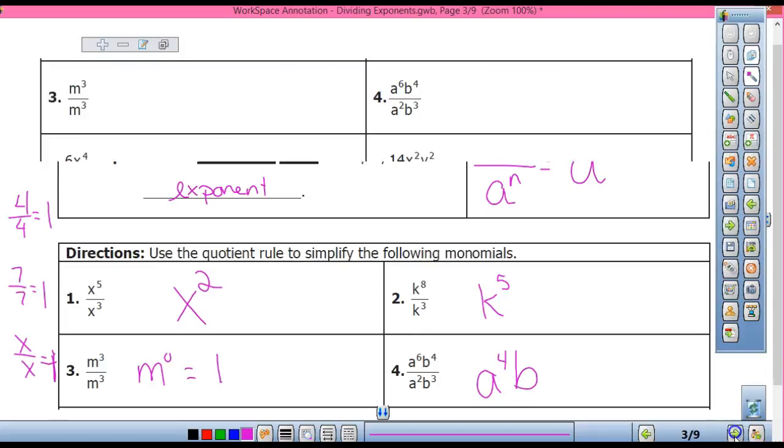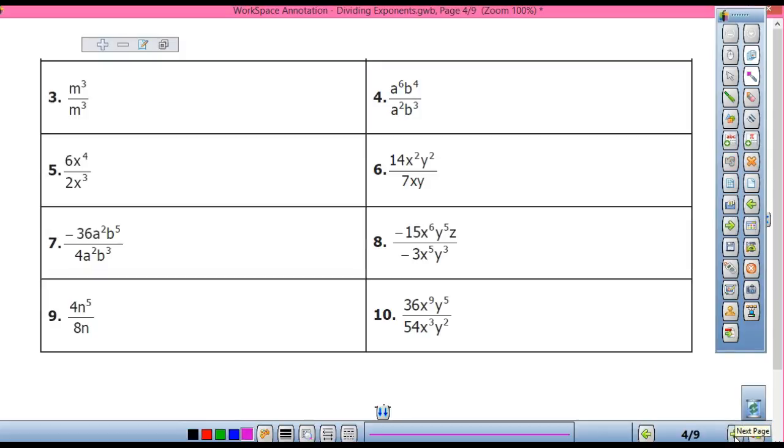Moving over here, 3 and 4. We already did 3 and 4. For some reason I put it on there twice. Now we've got coefficients. Be careful with this because you're dividing your coefficients and not subtracting them. So I'm going to take 6 divided by 2 and get 3, and then simplify your x's. Just x. So 3x is my answer.